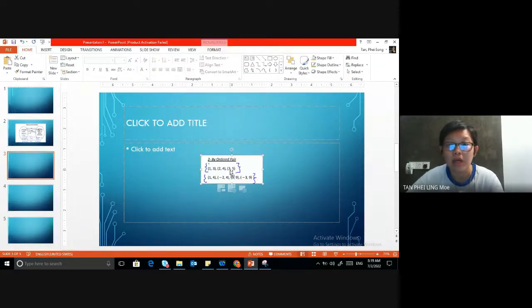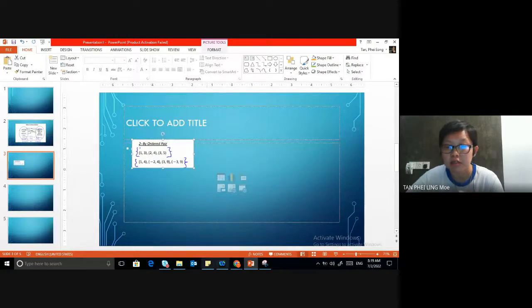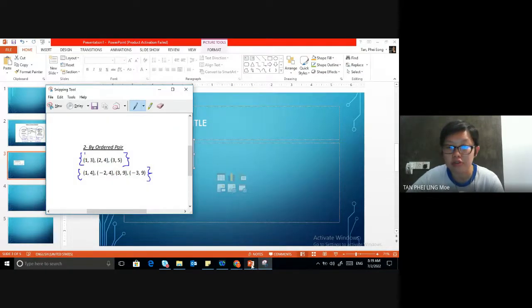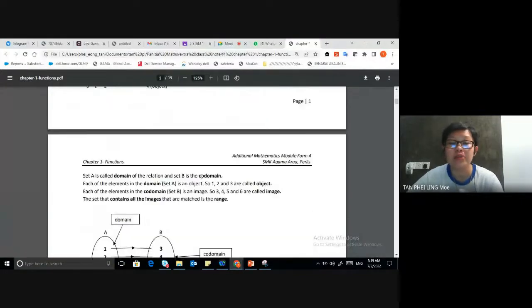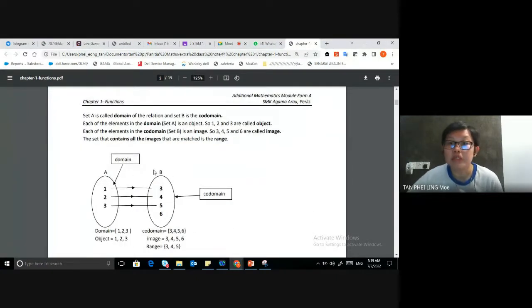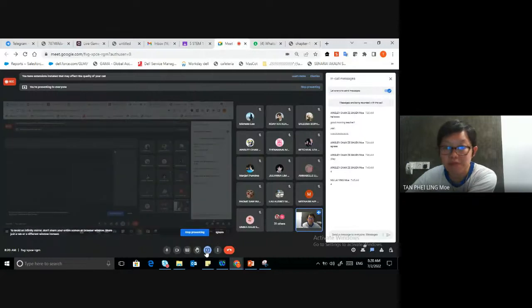Next, we move on to here. Done with the relation. Now we come to the terms. All this so far is reflecting back to Form 2. It's the same thing. Let's say here we have set A and set B. Set A, we usually call the domain. Inside the domain, what do you have? Inside the domain, you will have the objects.